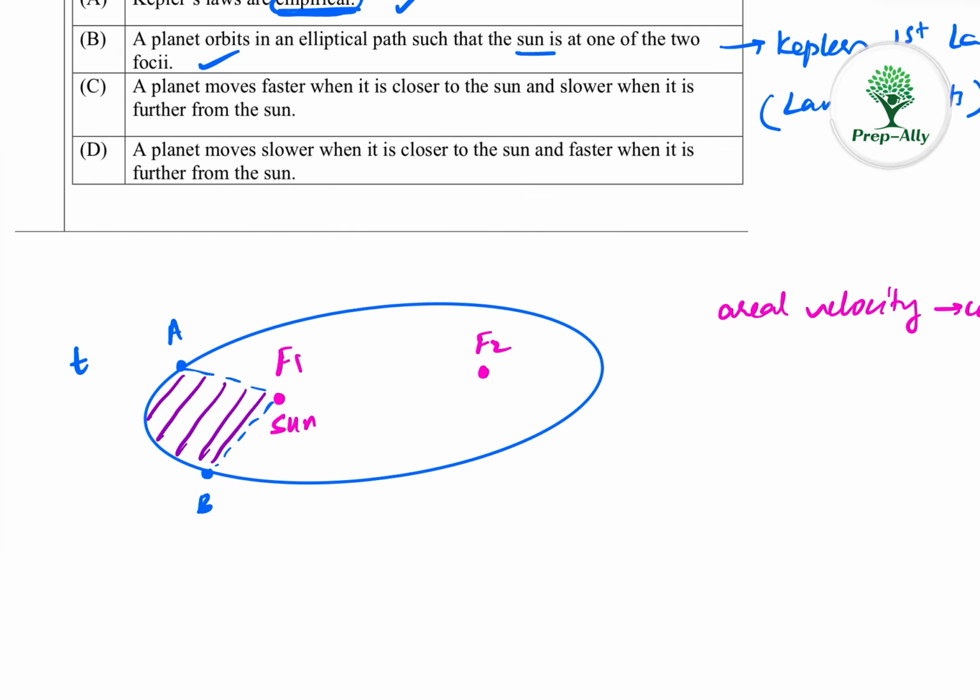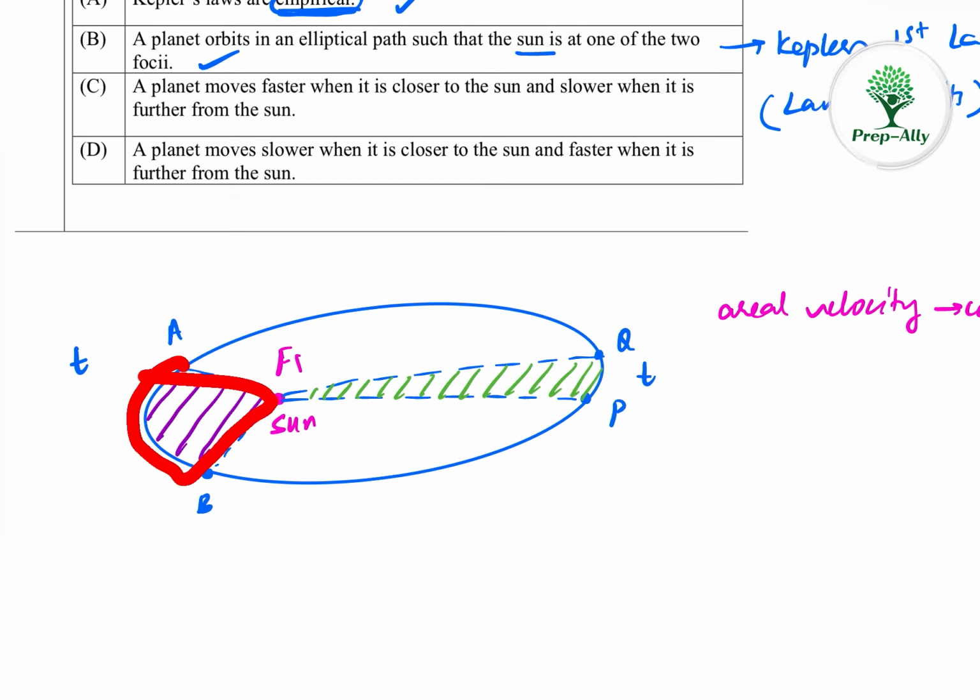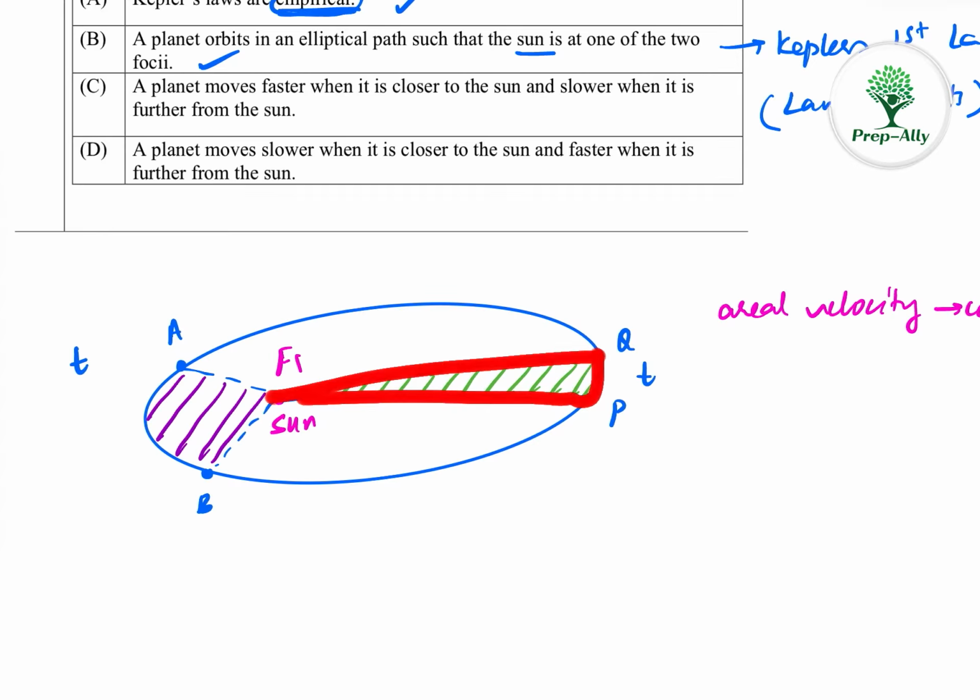Similarly, when the planet is on the other side, say it is somewhere here at P and now it comes to Q in the same time interval t, I'm going to remove this focus for now. If we join these lines, then what is this area? This green shaded region is that area. So what Kepler says is this area and this area are the same because the time taken to go from A to B and from P to Q is the same.